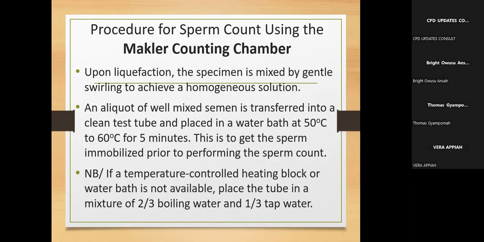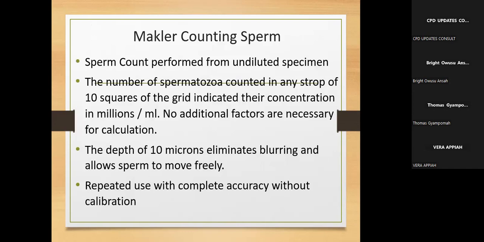You are not going to do a dilution. However, the sperms must die. What you do is you expose the sperms to a temperature between 50 to 60 degrees. All right. I hope the point is clear. Good. Now, sperm count on the macro chamber is performed from an undiluted specimen. Now we're going to look at how you go through the process in the next slide.